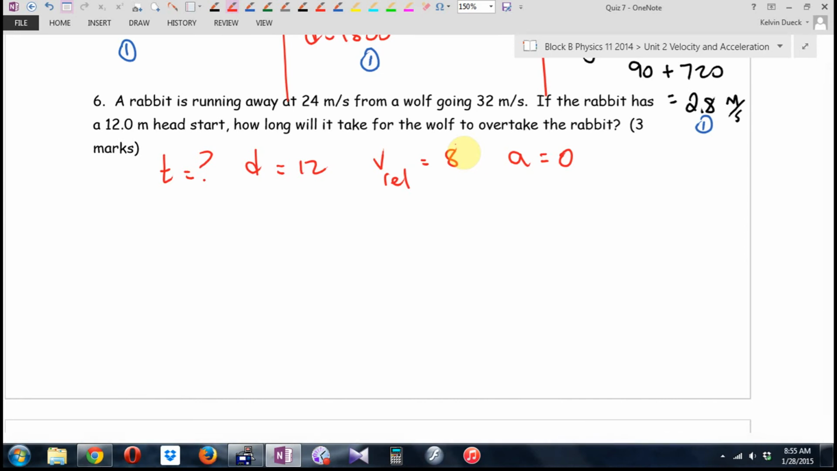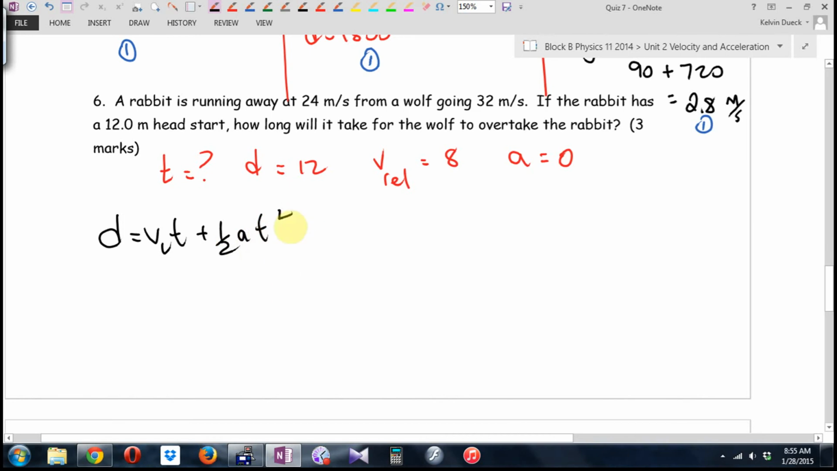So I'm looking for an equation that has all these in it. It's going to be our old friend, d equals vt plus a half at squared, where a is 0. To get the t by itself, Jordan has already pointed out it's distance divided by velocity. So it's going to be 12 divided by 8. 1.5? Is that right? 1.5 seconds until lunchtime.